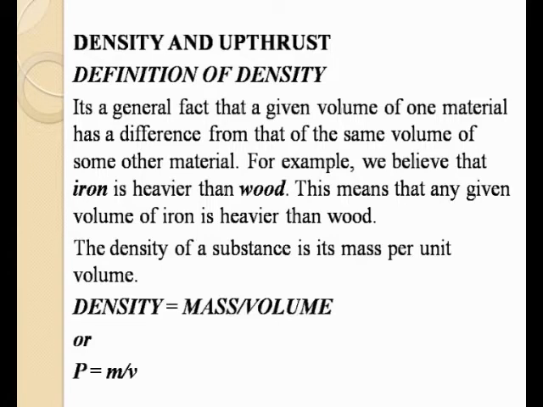We're looking at density. What is density generally? It's the general fact that a given volume of one material has a mass different from that of the same volume of another material. For example, we believe that iron is heavier than wood. That means that any given volume of iron is heavier than the same volume of wood. That's what we call density: the density of a substance is its mass per unit volume. That's just the definition.